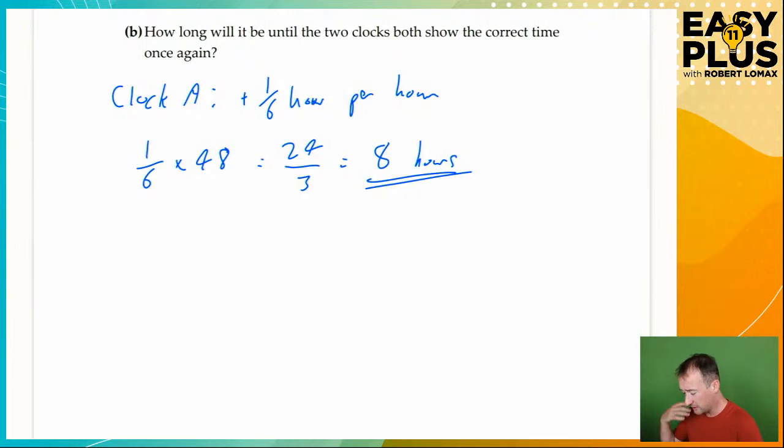Clock B, we know, is showing the same time as clock A after 48 hours. So if clock A is 8 hours ahead, clock B must be 4 hours behind, because these two add up to 12 hours. Don't worry if that isn't that clear. You don't actually need to know it. Really, it's just a useful thing to bear in mind if you want to have a good, clear mental image of the question.